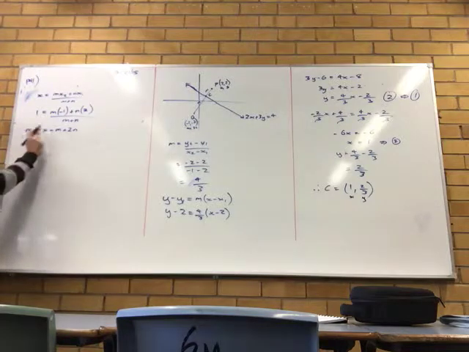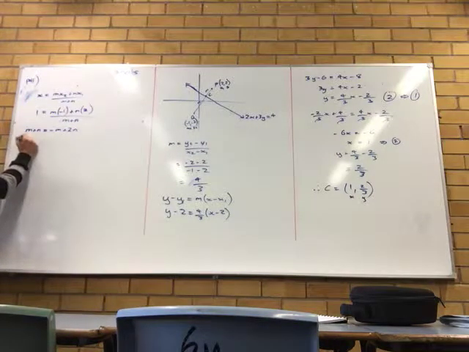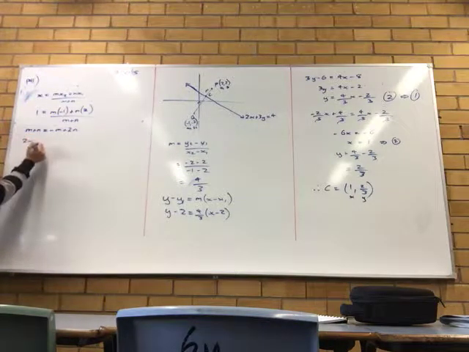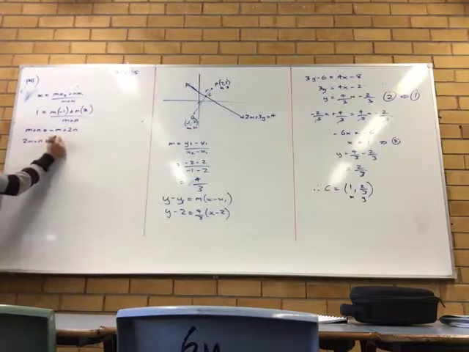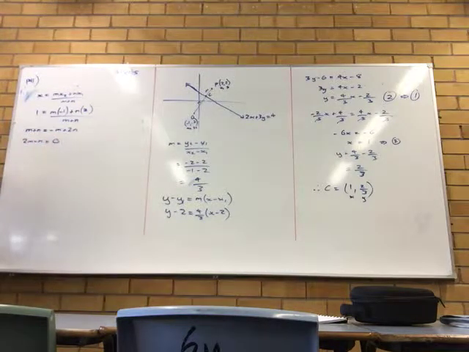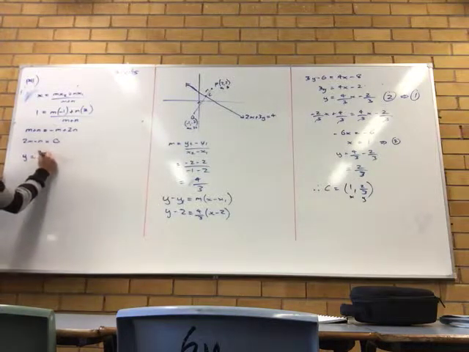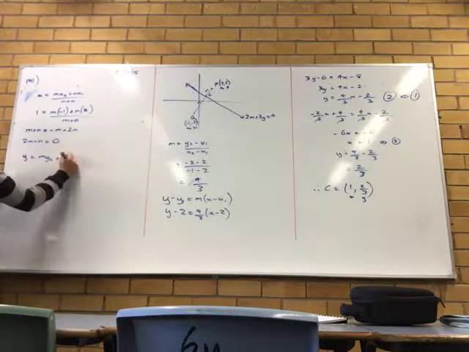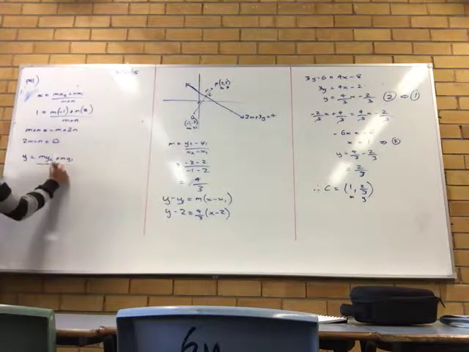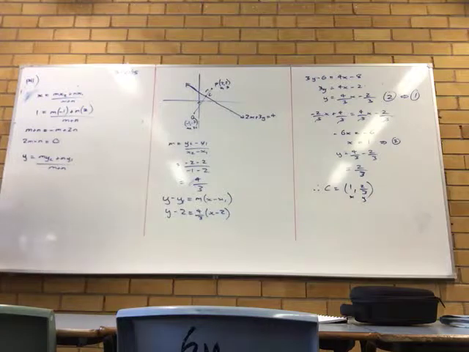Everything onto the one side just to keep it one variable. I'm going to have 2m take away n is 0. Alright, y? So y is m y2 plus n y1 over m plus n. So that's why we need the second equation, because we have two variables we need to solve.